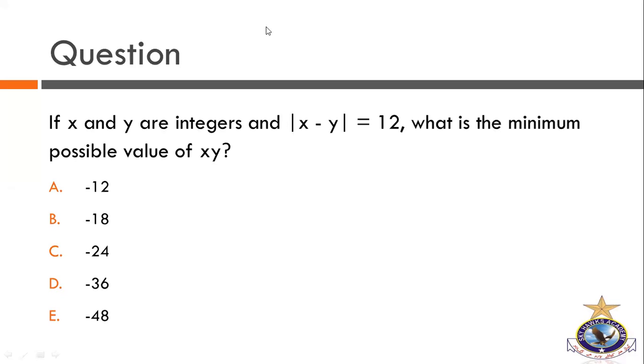If x and y are integers and x minus y is equal to 12, what is the minimum possible value of xy? X times y? The five options are there: A is 12, B is negative 18, C is negative 24, D is negative 36, and E is negative 48. So these are the possible options.